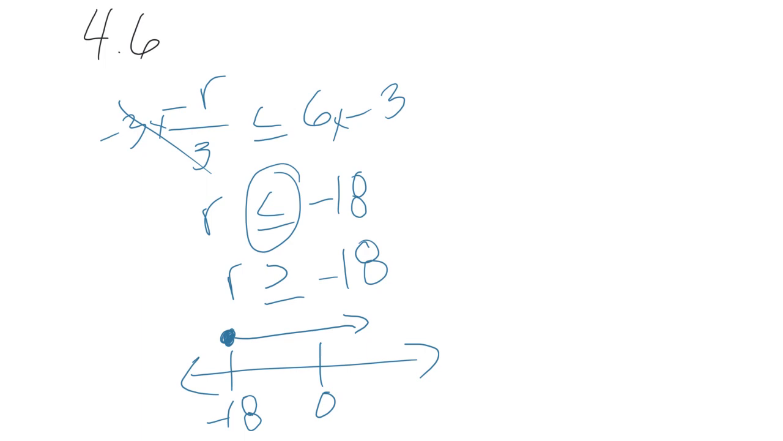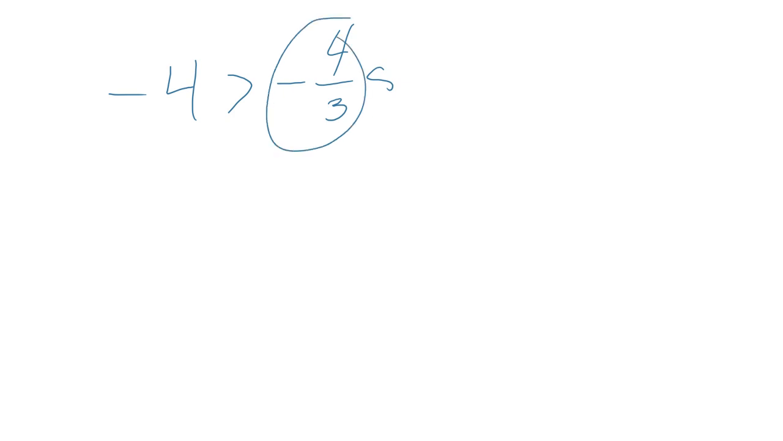Let's say that I have, let's do one with a fraction this time. Let's say I have negative 4 is greater than negative 4/3 s. All right, so I need to get rid of this negative 4/3. Right now I'm multiplying, right? So that means that I need to divide both sides by negative 4/3.